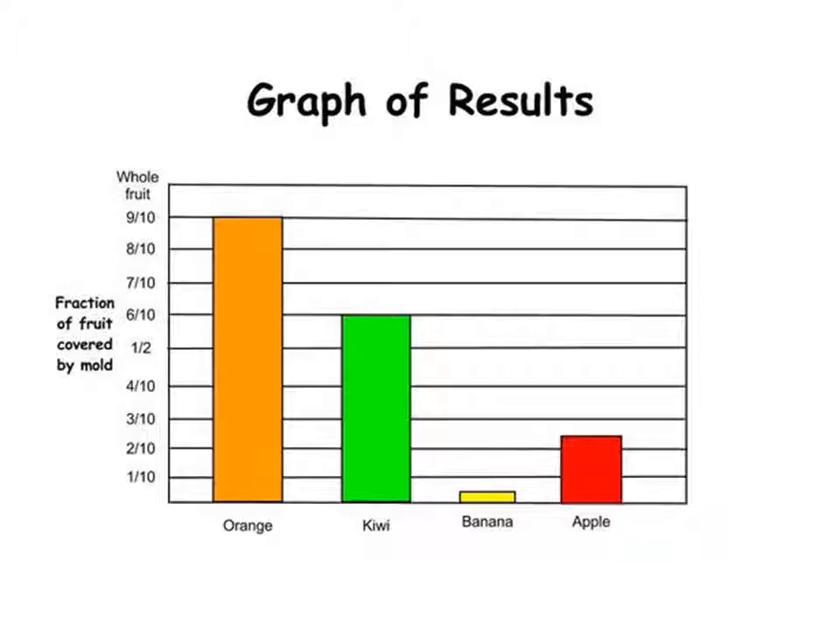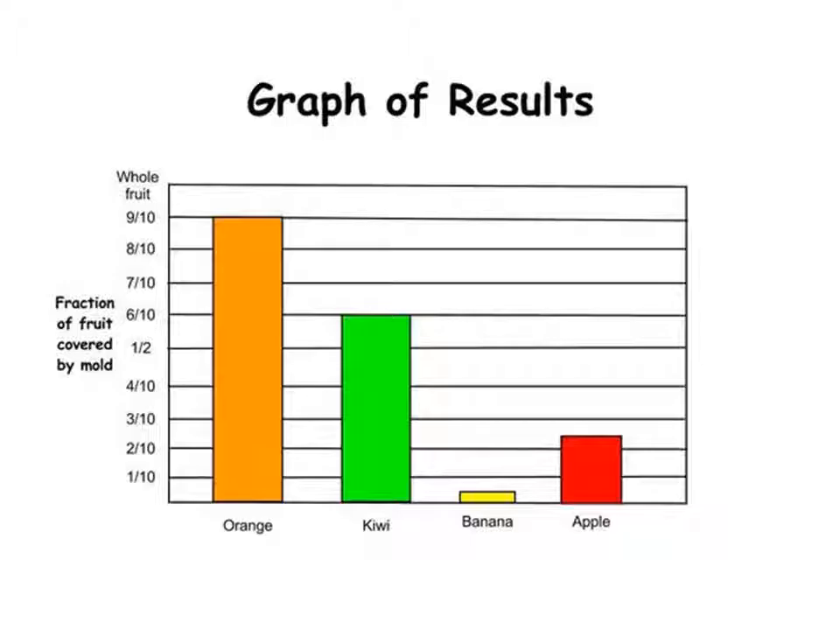Let's say there was an experiment where a researcher left an orange, a kiwi, a banana, and an apple out on a counter and wanted to determine which one had the most mold or fungus growing on it after a certain amount of time. So you would study the 4 fruits, maybe a couple of each fruit, and then you take the average amount of mold on each orange, each kiwi, etc., and then you would graph your results.